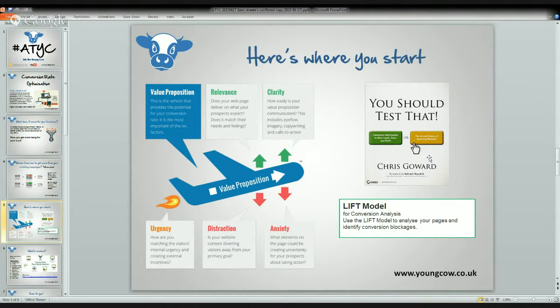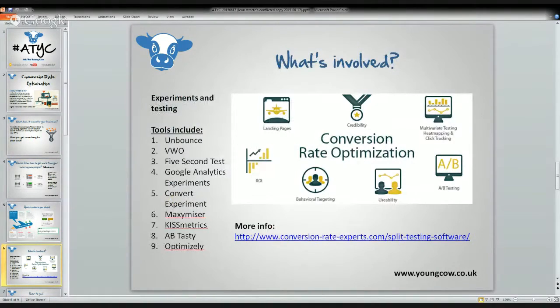So hopefully you're getting this. The lift model is a great way to analyze your web pages by using these 6 points and starting to identify where the blockages could be. So then let's move on. What's involved? I'm going to go back to screen on the camera. Okay. So hopefully by now you're probably getting a bit more information about conversion rate optimization. The lift model is a great model to use, especially if you're looking at how you improve your conversion.